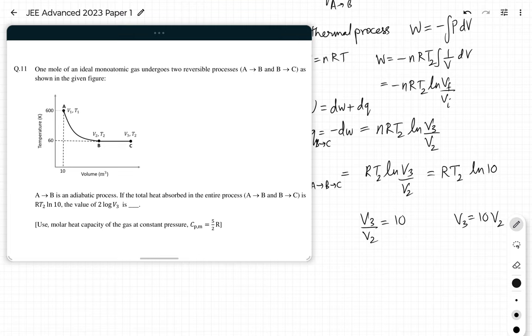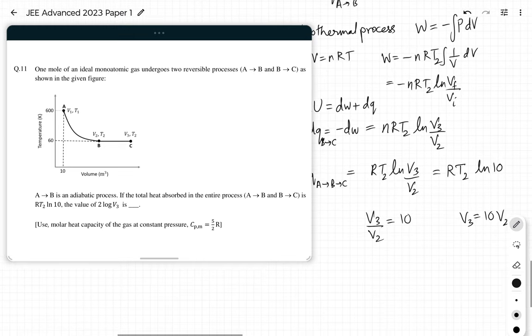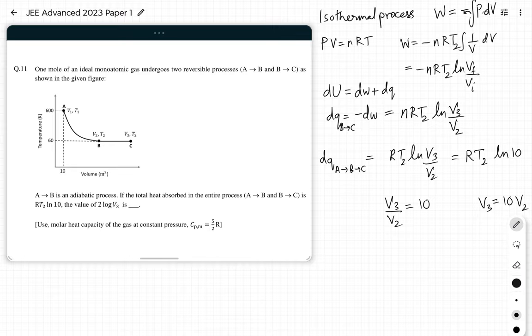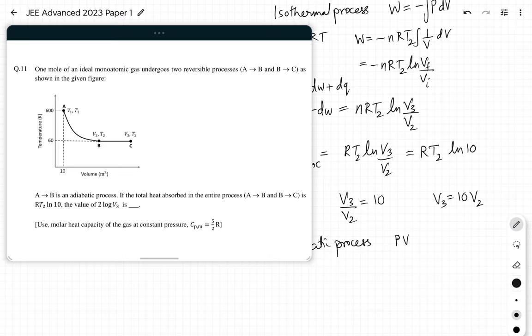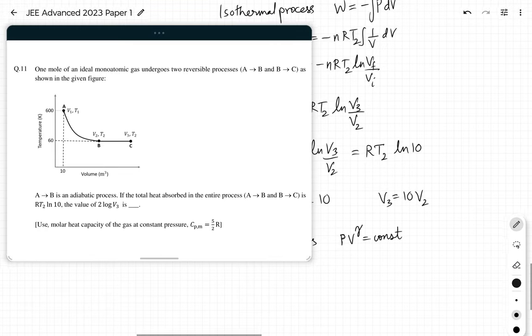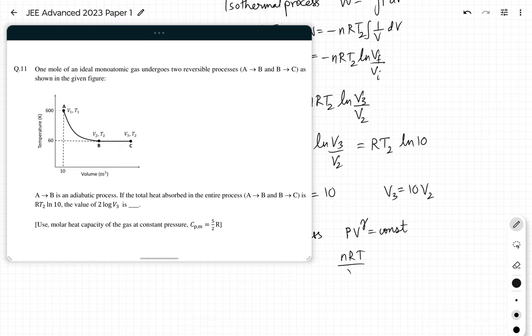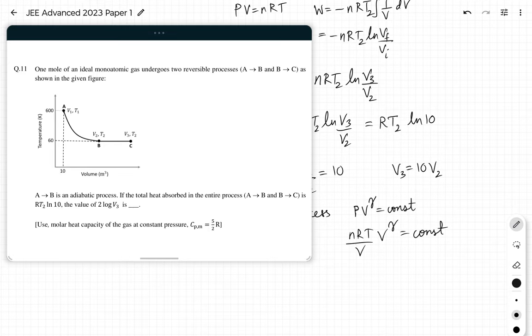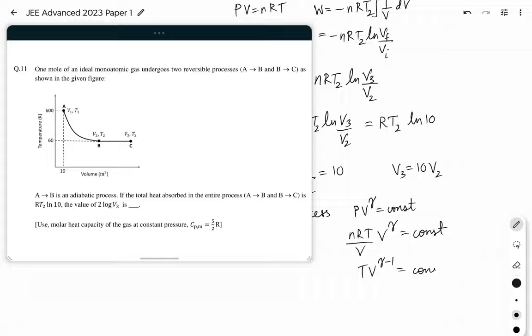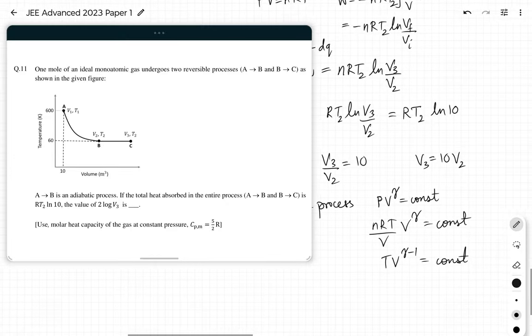A to B is a reversible adiabatic process, and for an adiabatic process we know that PV to the power gamma remains constant. PV is nRT, so nRT by V, times V to the gamma, is also constant. nR becomes another constant, and we get TV to the gamma minus 1 to be constant for an adiabatic process.